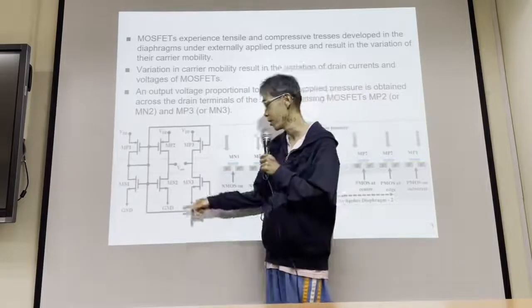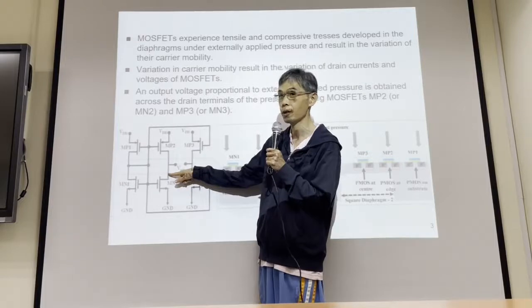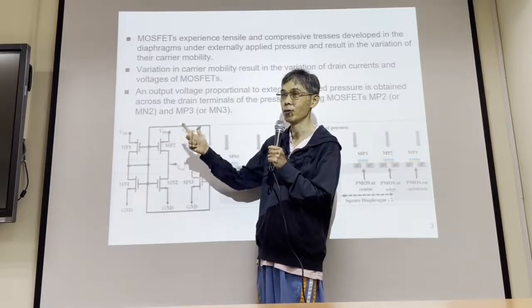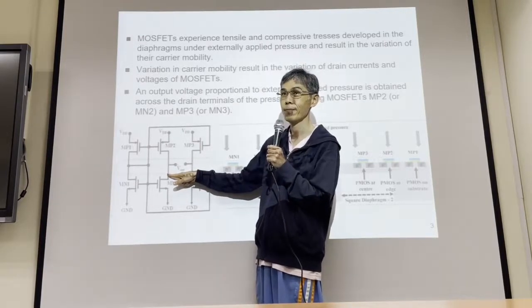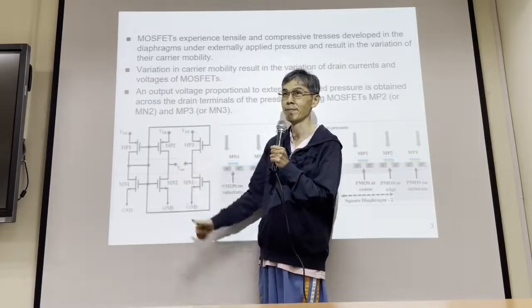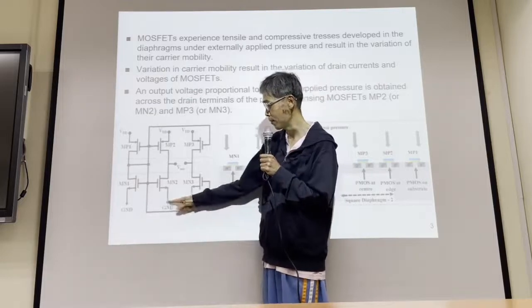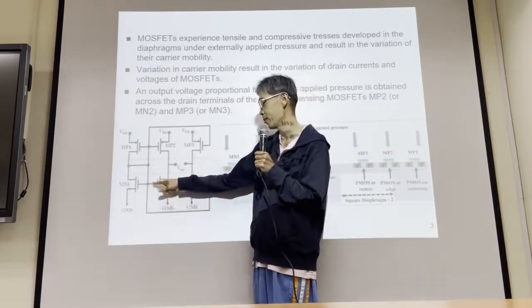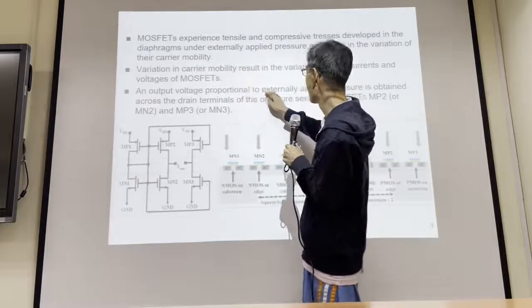Frank, what's the name of this one? We have 3 points. What's the name of this point? Gate, drain, source. Pick one. Drain, correct. Leo, what is this point? Source. We have gate.